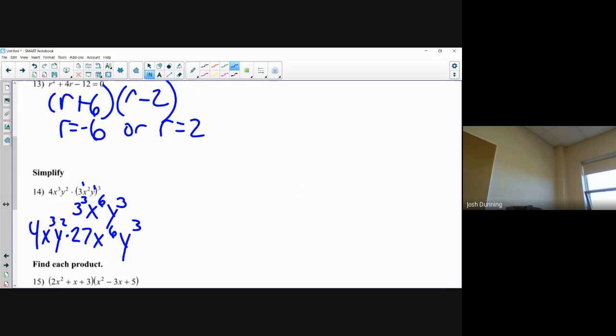Now, just multiply 4 times 27. You can do that on your calculator. Get 108. We're multiplying the x's, so add those exponents. X to the 9th, y to the 5th.